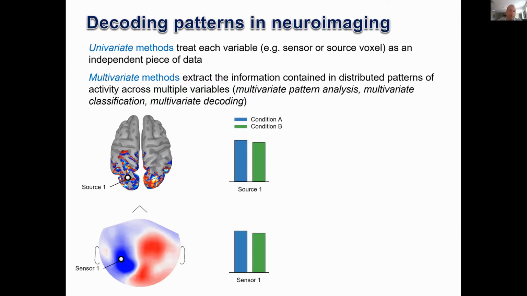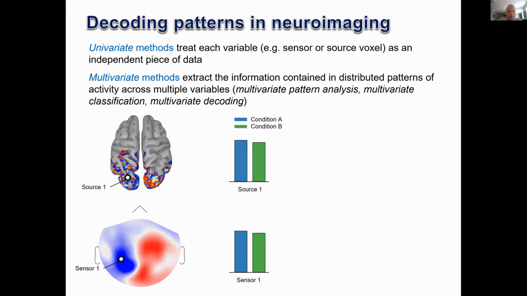So for example, let's say you have one source or one sensor in the brain, and we measure signals in response to condition A and condition B. There are cases where either the source or the sensor really doesn't give you any discriminative power between the two conditions. You don't see a difference.